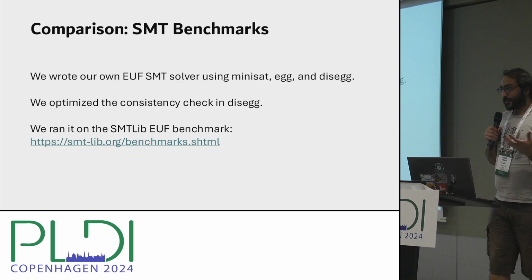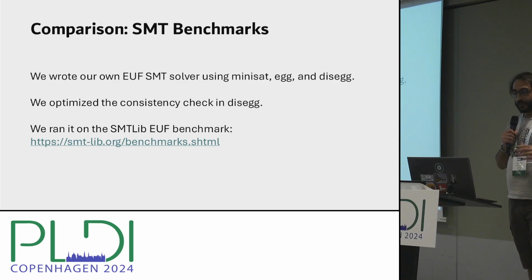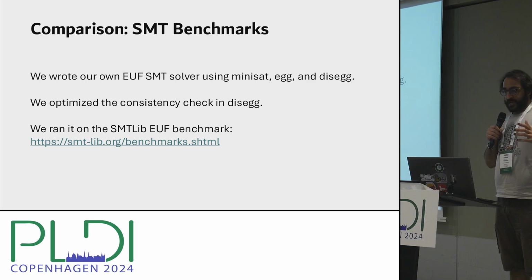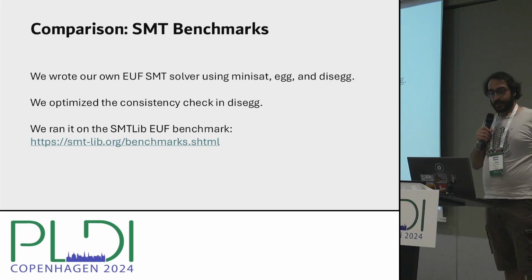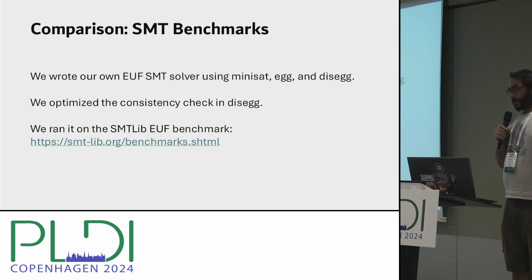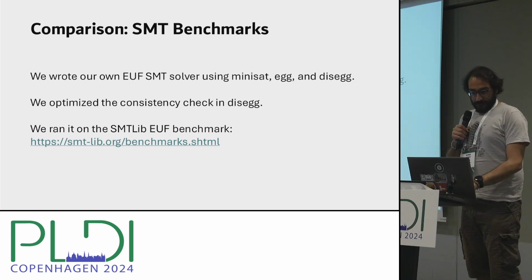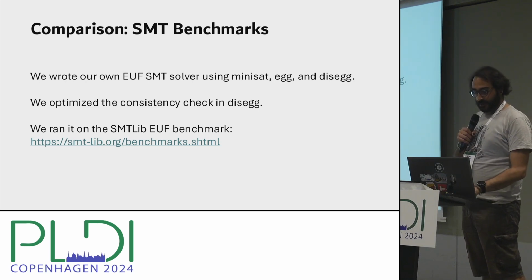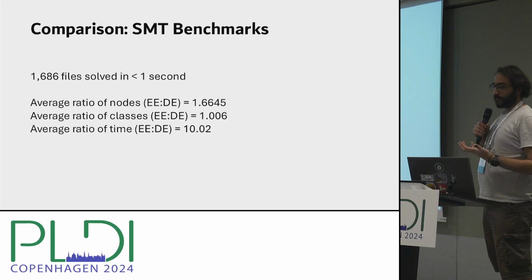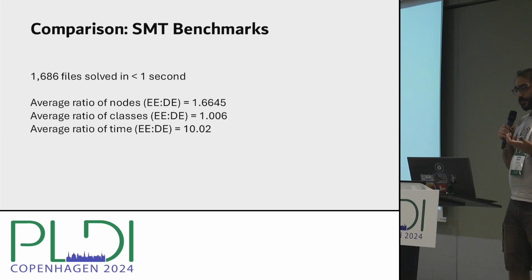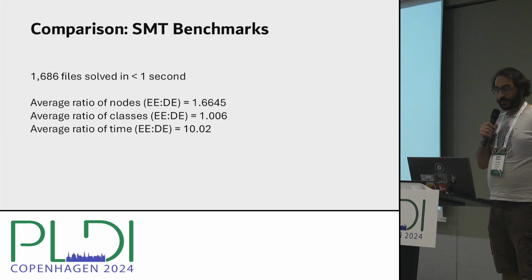But we wanted some more realistic data. So we took the EUF benchmark from SMT-lib. So this means equalities and uninterpreted functions. And then we implemented our own, like very tiny, SMT solvers using Minisat, egg, and our extension disegg. We also optimized this thing I talked to you about, checking whether there's a contradiction or not. And then we kind of ran it on this. We selected all of the cases where we could solve in under 1 second, which were about 1,600 files.